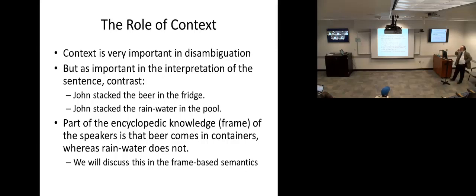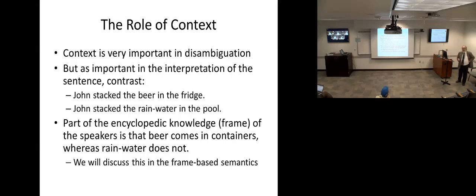So look at these two sentences. John stacked the beer in the fridge. Right, that's a perfectly fine sentence of English, right? We understand it. There's no questions. It's very clear what John did, right? But then I said, John stacked the rainwater in the pool. Now, that is a weird sentence, right? So what do we have to imagine for that sentence not to be just absurd?